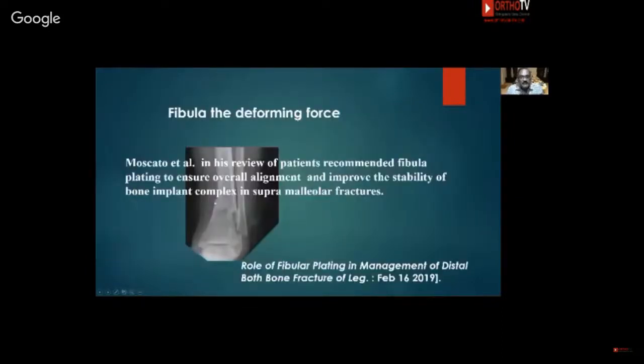Fibula is a deforming force, and may require fixation of the fibula by nail or plate, which improves the stability of the bone-implant complex in a supramalleolar fracture. There is enough evidence that if there is a displacement of the fractures of the fibula within 8 centimeters, that should be fixed along with the nail.